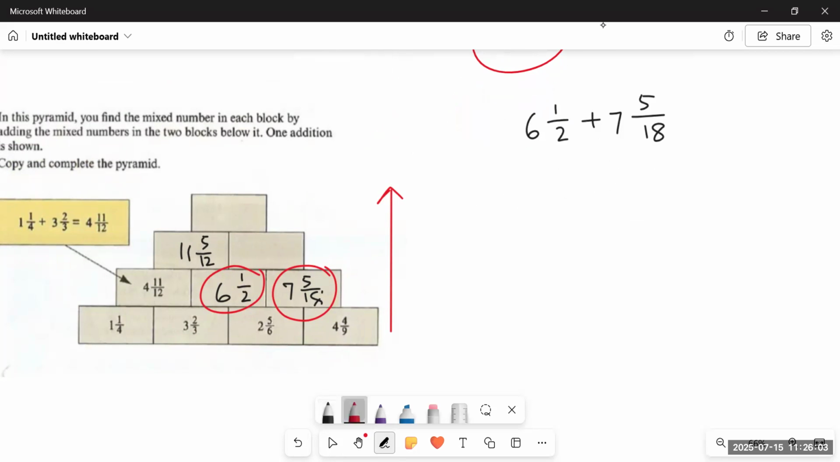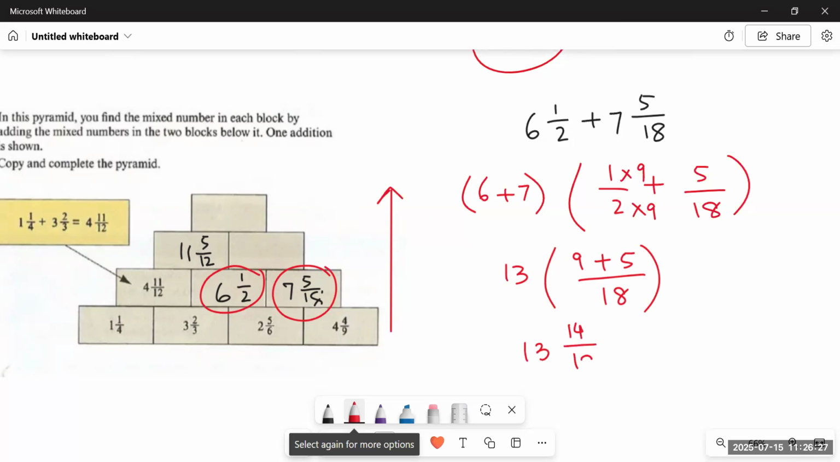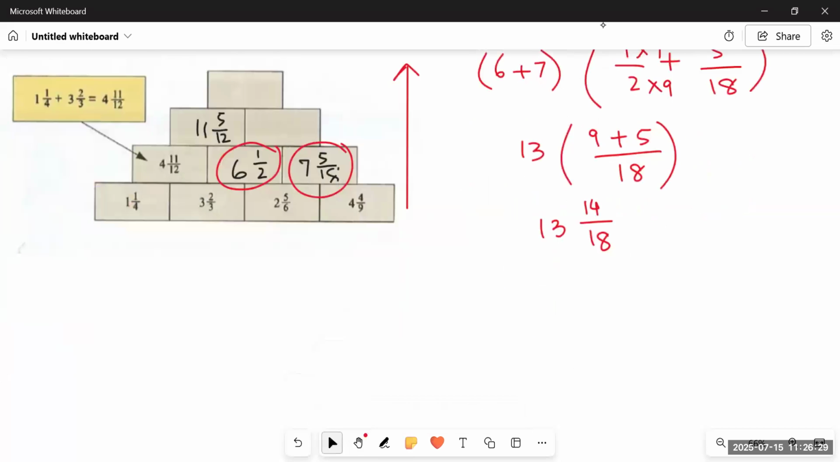So here we have 6 plus 7, and for 1 upon 2 plus 5 upon 18, we will simply multiply 2 by 9 to make the denominators same. 6 plus 7 is 13. Here comes 9 plus 5 upon 18, which is 13 whole 14 upon 18. Now we can see that numerator and denominator can be simplified because both are multiples of 2. So 2 sevens are 14, 2 nines are 18. The final answer would be 13 whole 7 upon 9.